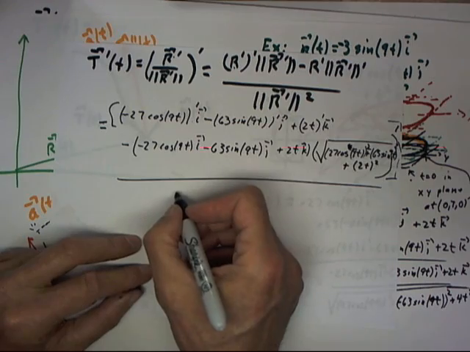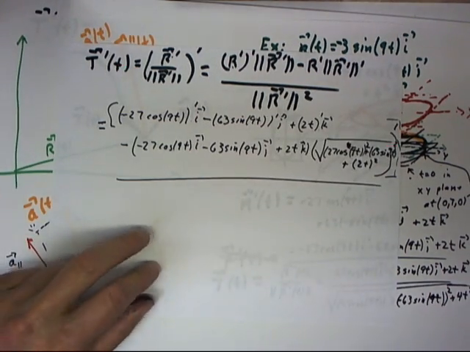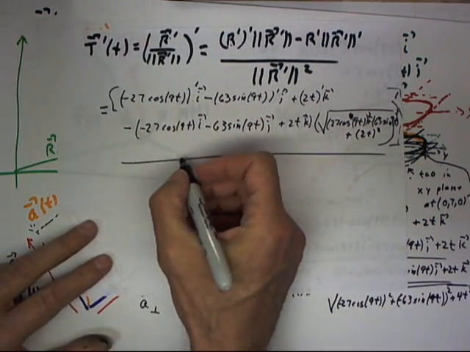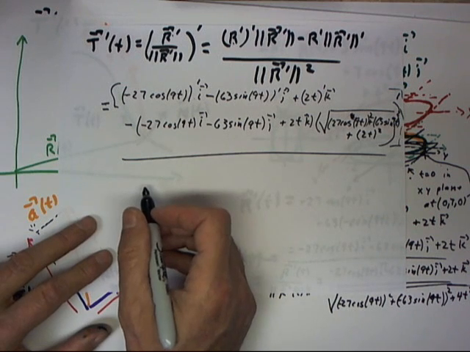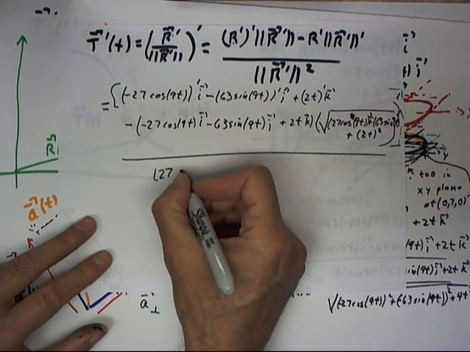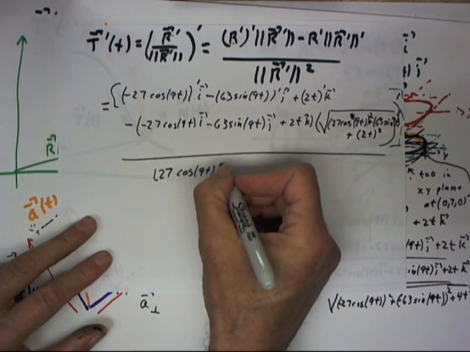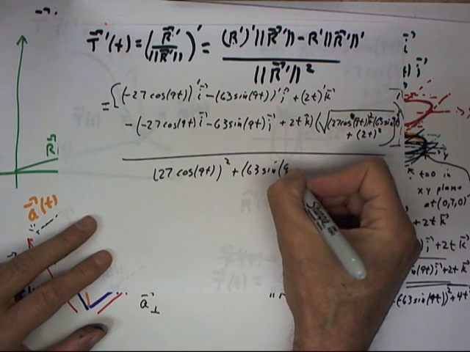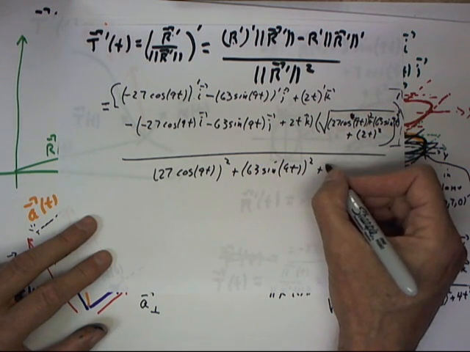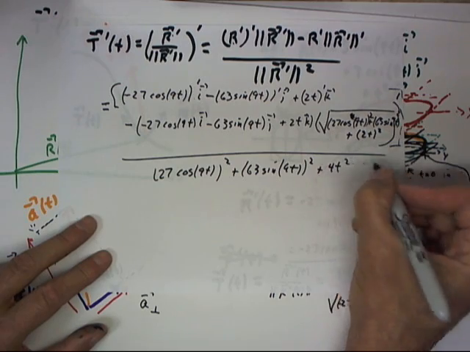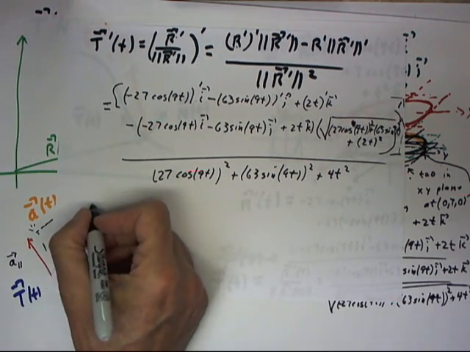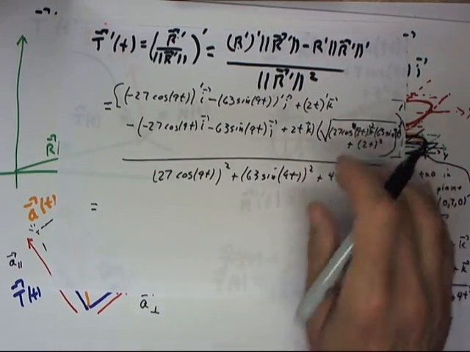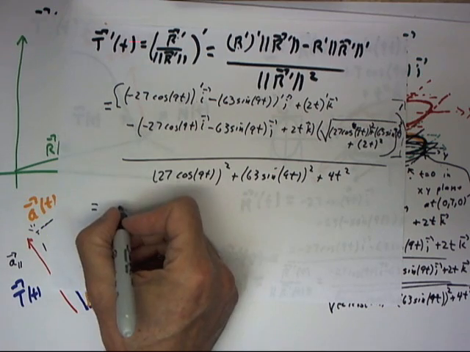And then we divide that by the magnitude of r prime squared. And we get a little bit of a break there because r prime is just a square root, so we're going to write down quantity 27 cosine of 9t quantity squared plus 63 sine of 9t quantity squared plus 4t squared. Okay, so now all we have to do is take derivatives up here and complete our expression.